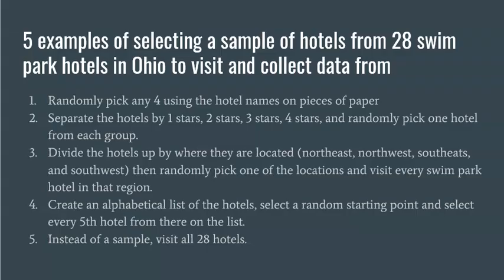Imagine that another way we do it is we separate the hotels by their rankings. Hotels usually have rankings like a 1-star, 2-star, 3-star, 4-star. Like a 4-star hotel is a really nice hotel. So maybe I first separate the hotels by their rankings, and then I pick 1 hotel from each group, and that ends up being my sample. That's another way that I could do it randomly.